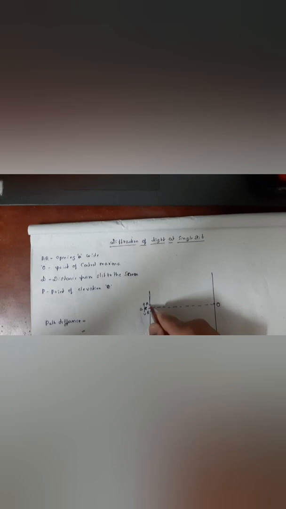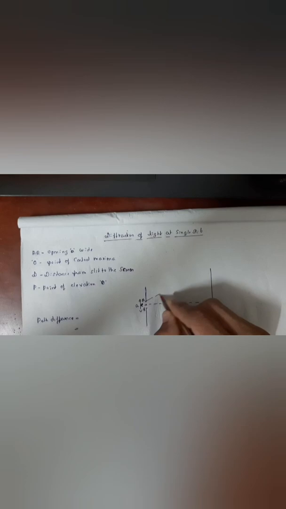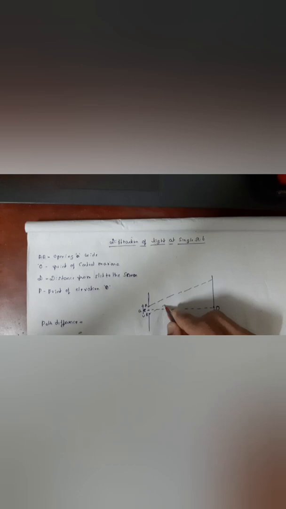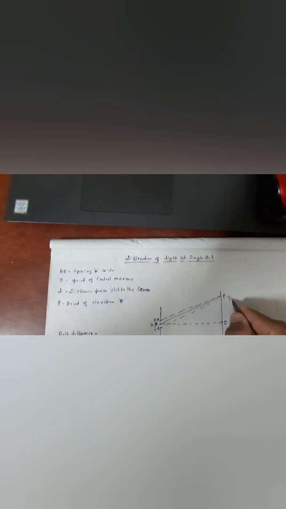Next, when the light is incident on the slit, it will produce diffraction at the edge of the slit. That means we have one light ray passing through A and another one diffracting at B. So here we can put a principal axis as C in between the two rays. Consider the point as P. So this could be the distance Y. This is about the dark diffraction pattern, and this is about the central maxima.